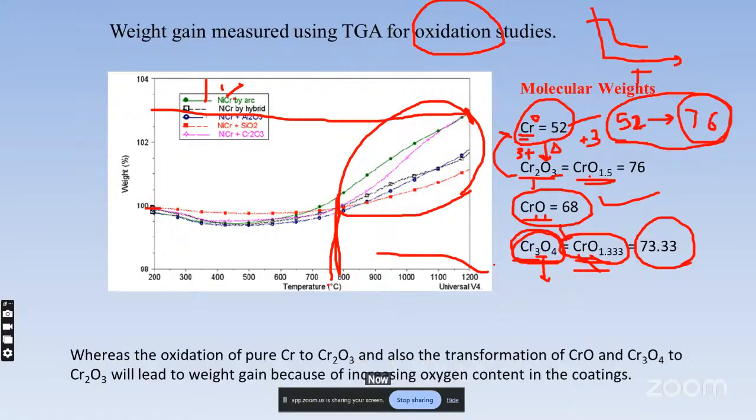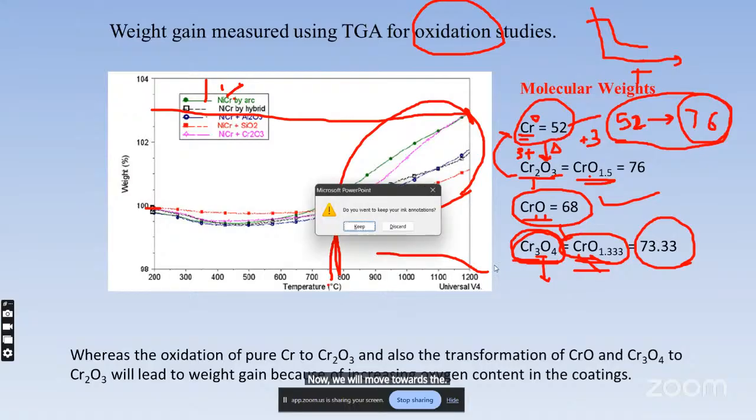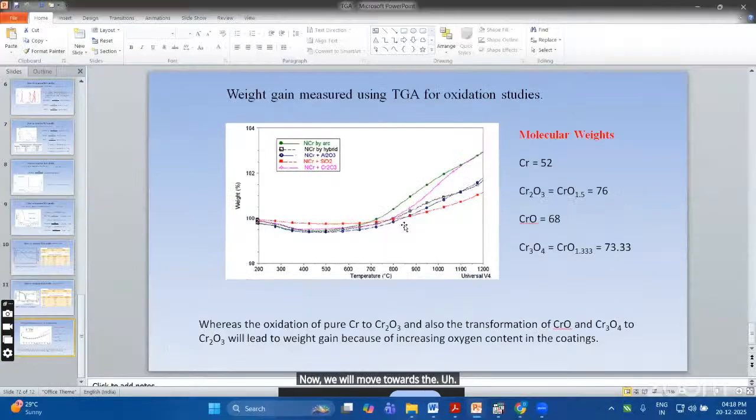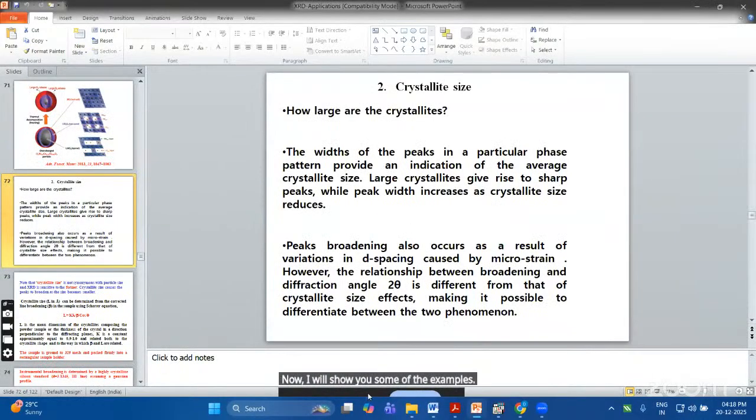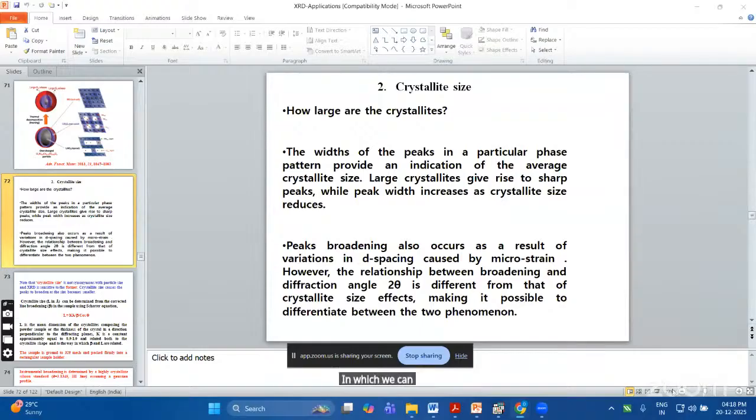Now we will move towards X-ray diffraction. We will get some examples. Now I will show you some of the examples in which we can calculate the crystallite size.